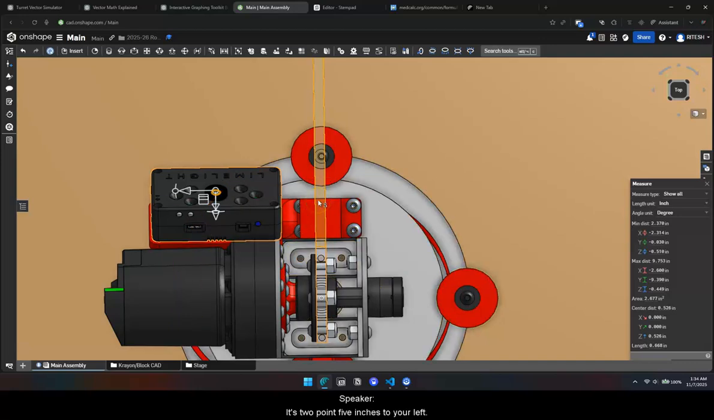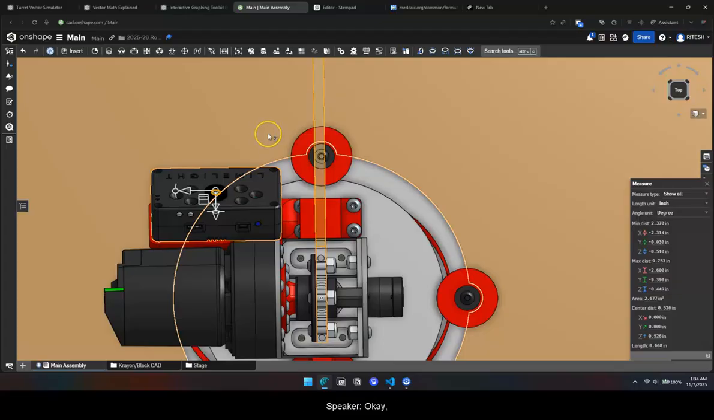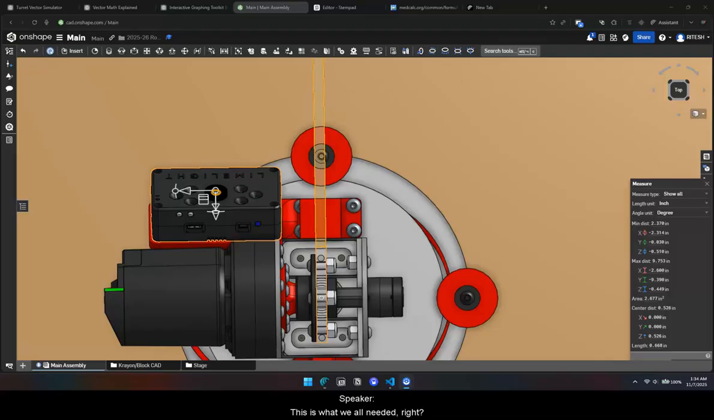I know this: it's 2.5 inches to your left. And that changes your whole spectrum. This is now different. This is a little challenging for us. This is what we all needed, right? We all need a little bit more challenge to our robot.